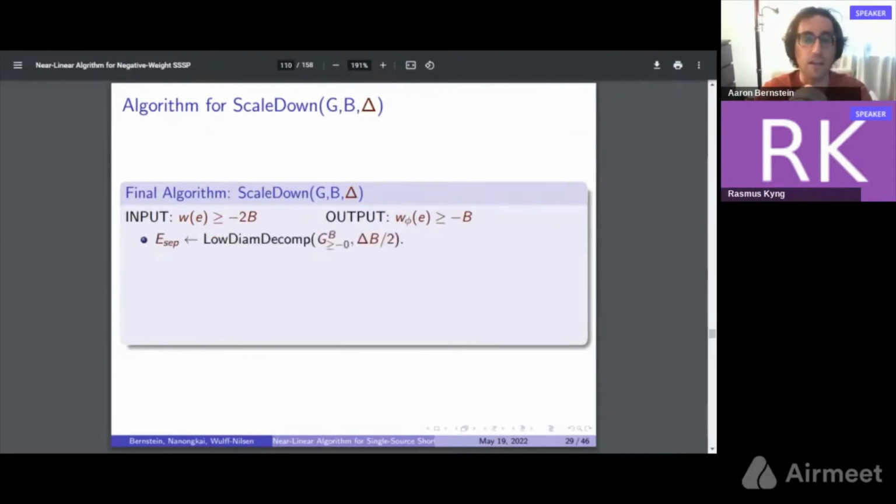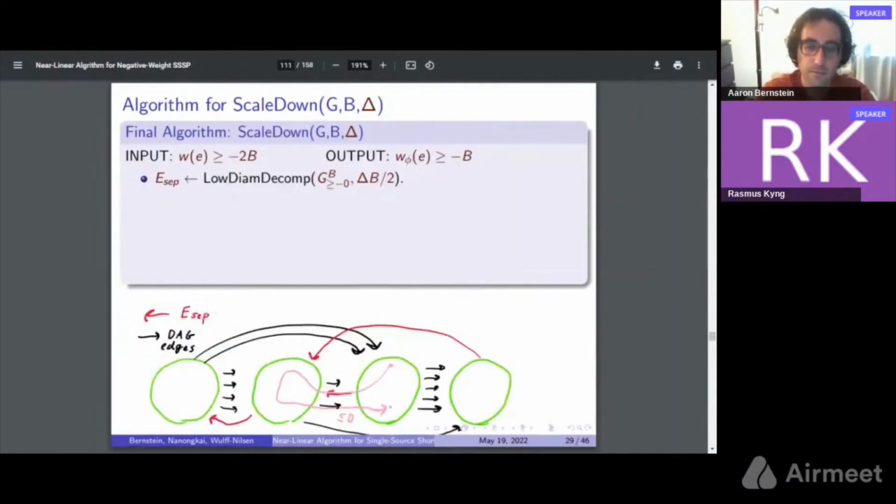Okay, so the first thing we do is we call this low diameter decomposition. Sorry about that -0, that should just be 0. So we're just taking the graph GB, we're rounding up the edge weights, and we're calling low diameter decomposition. So that's this thing here.